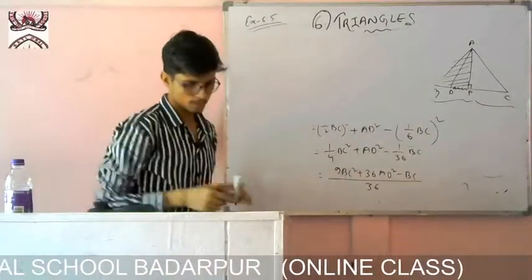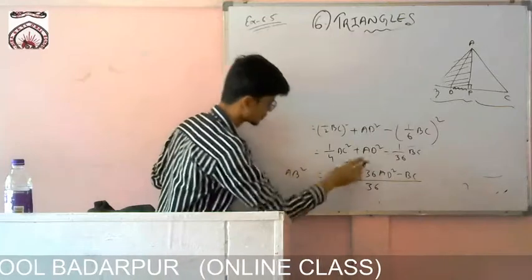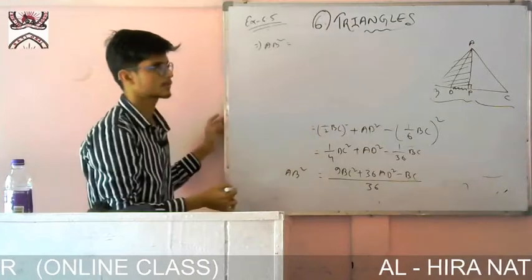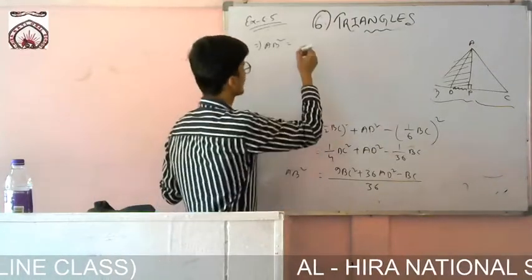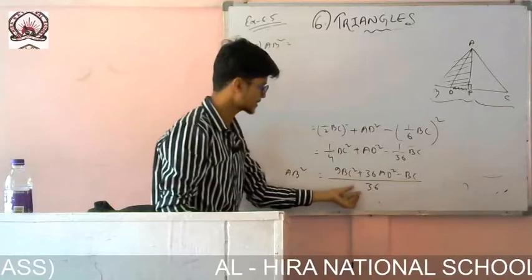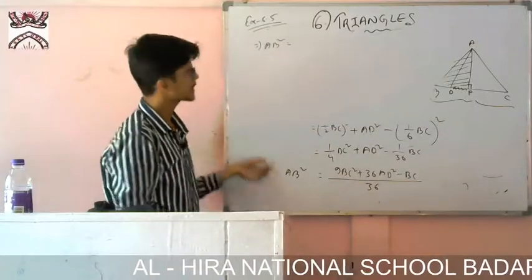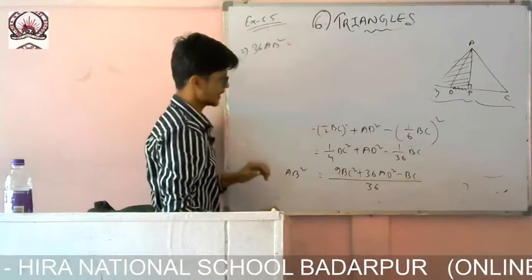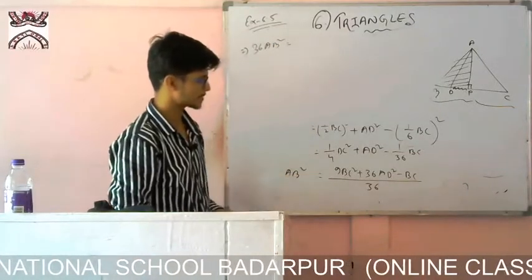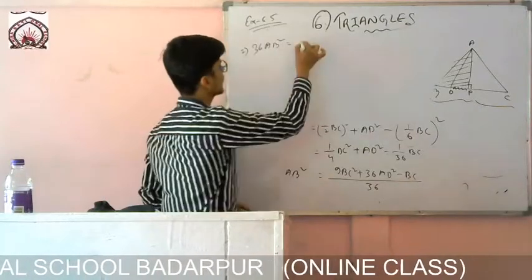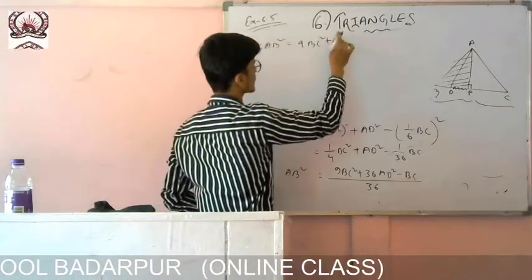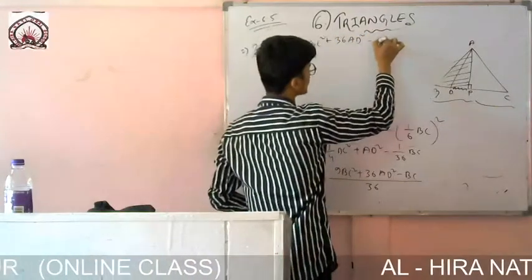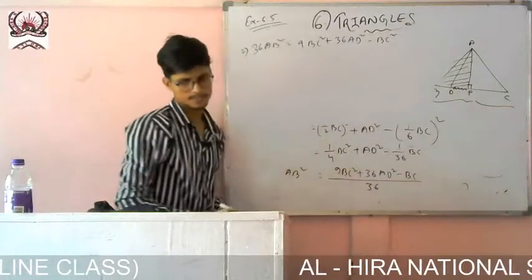So this one we have got, this is the value of AB square. Now I will continue this one. So implies AB square is equals to, now if I just see this one, 36, I can bring it here. So it will be 36 AB square, and this side there is 9 BC square plus 36 AD square minus BC square.